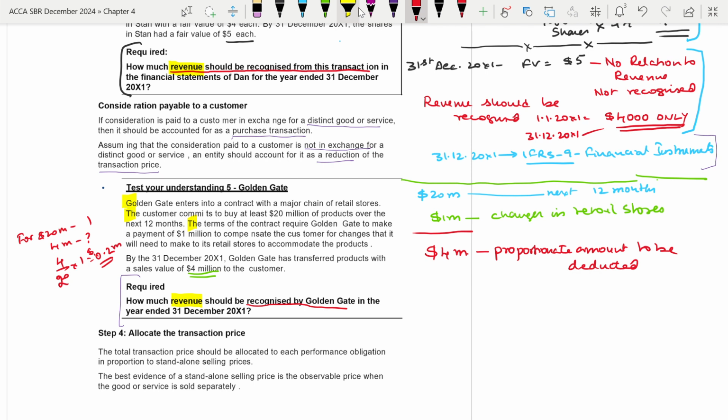See, you have to use a little bit of thought, okay? This is professional level. For 20 million, how much are they giving you? They are giving you 1 million. For 4 million, question mark. 4 divided by 20 into 1 million. How much is there? 0.2. Now, what is the revenue? Revenue is 4 million minus 0.2 million. It comes to 3.8 million. This is the revenue to be recognized.